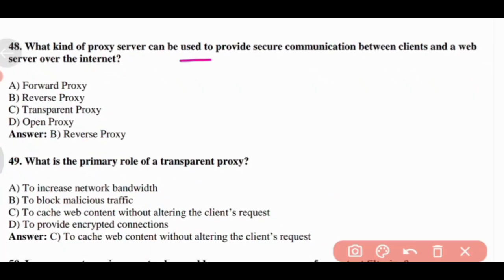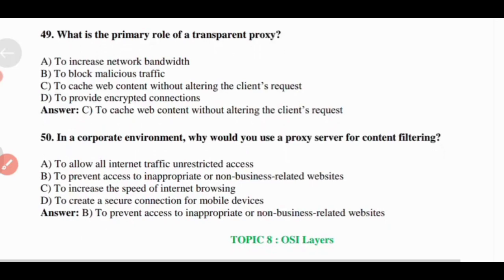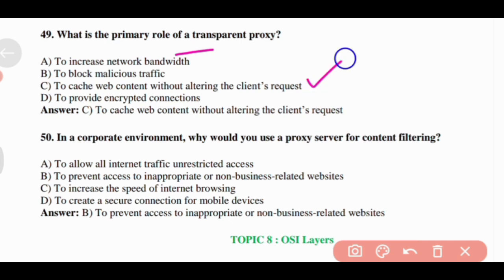What kind of proxy server can be used to provide secure communication between clients and a web server over the internet? Option B. Reverse proxy. What is the primary role of a transparent proxy? Option C. To cache web content without altering the client's requests.